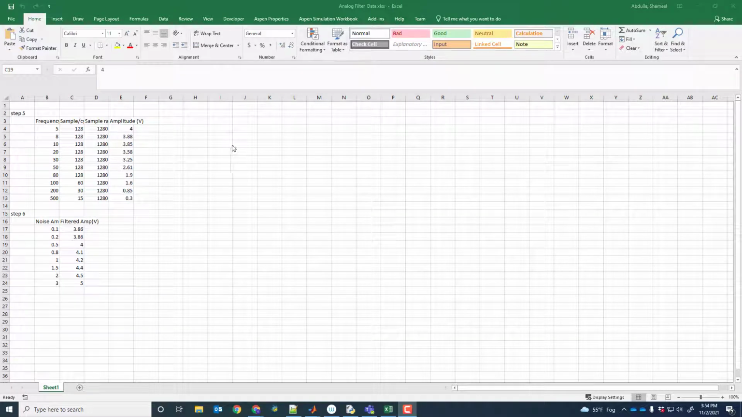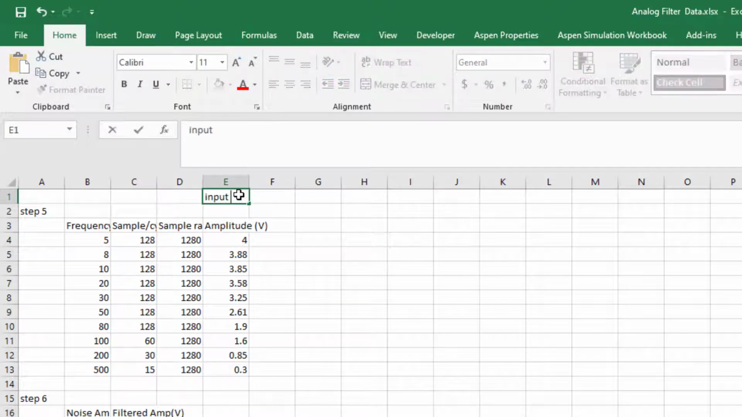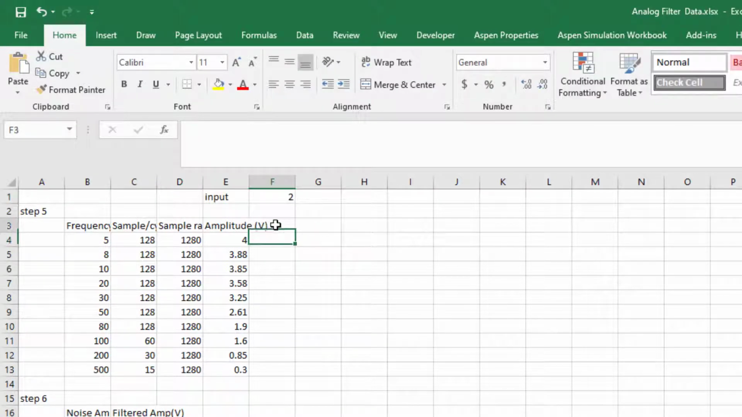To draw the Bode plot, we're going to do the following. You should have collected the data for the lab. Here you have the output amplitude. We know that the input amplitude was 2 volts. So the first thing you need to calculate is the ratio between the output and the input.